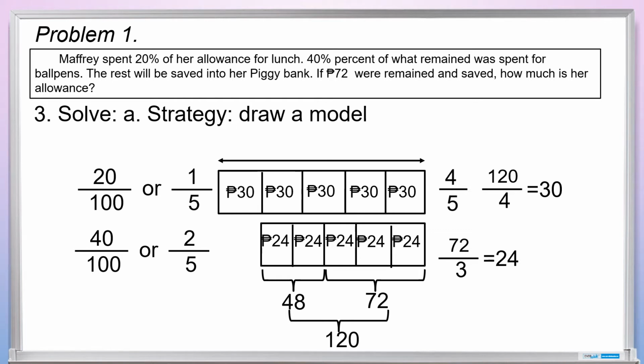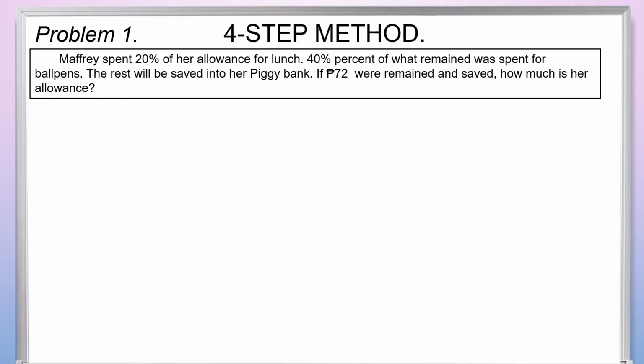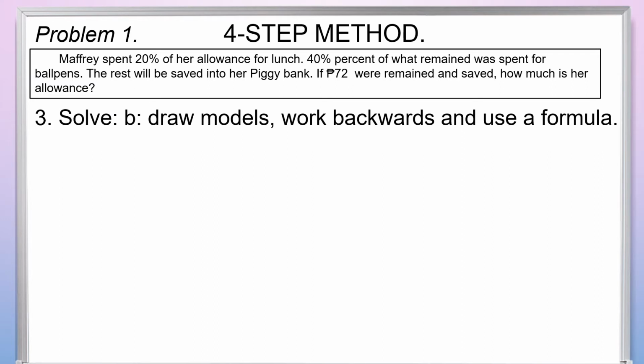So 100% equals 150 pesos, and this is the amount of Math5's allowance. Another solution is the combination of 3 strategies. They are drawing models, working backwards, and using a formula. Let's begin by drawing the models.